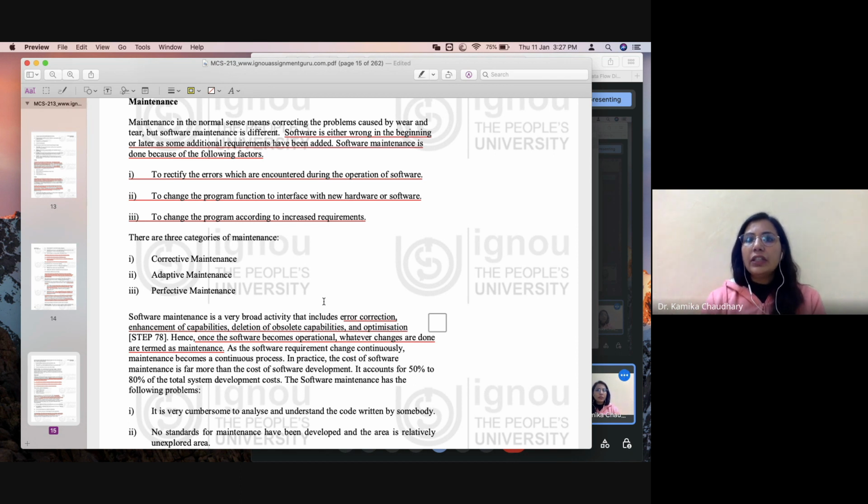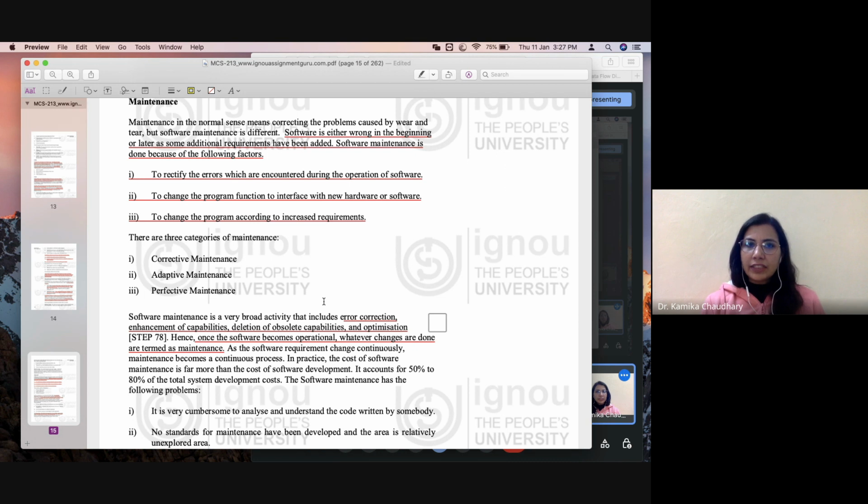Now, even after handing over the software, there is again a phase that comes into the picture. The name of that phase is the maintenance phase. It is the responsibility of the software development company to maintain the software you have developed. If there is any error that has come into the software, it needs to be rectified. If any updation is needed, that also needs to be done. If there is a requirement to make any change in the program, that also needs to be done. All these things come into the maintenance phase.